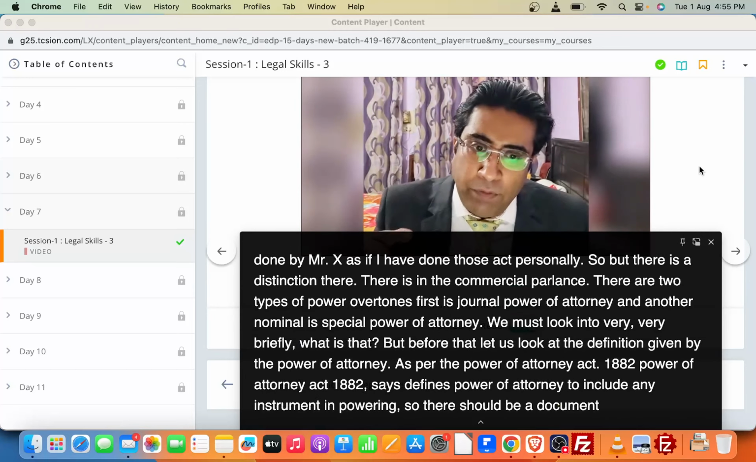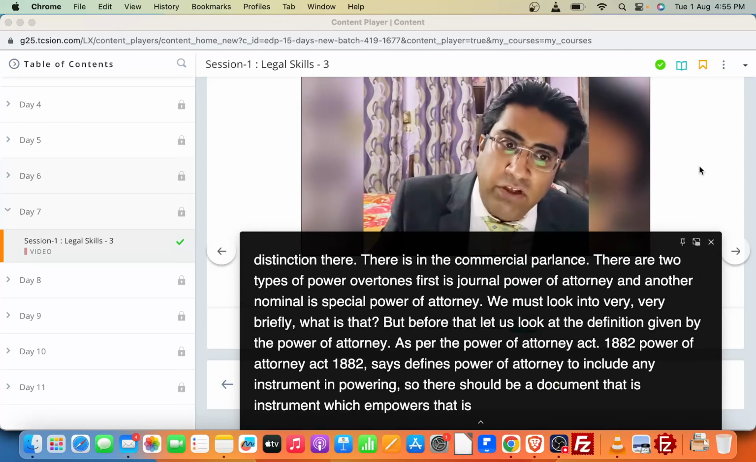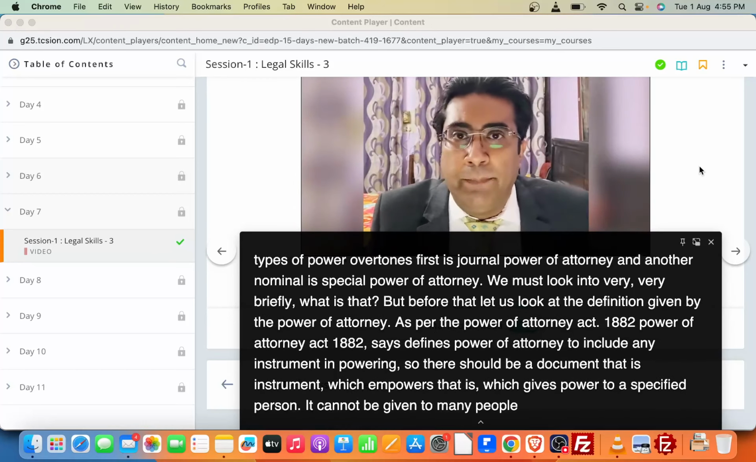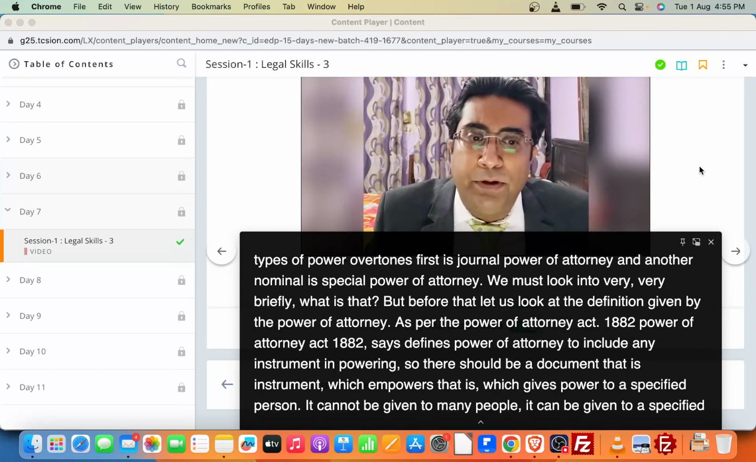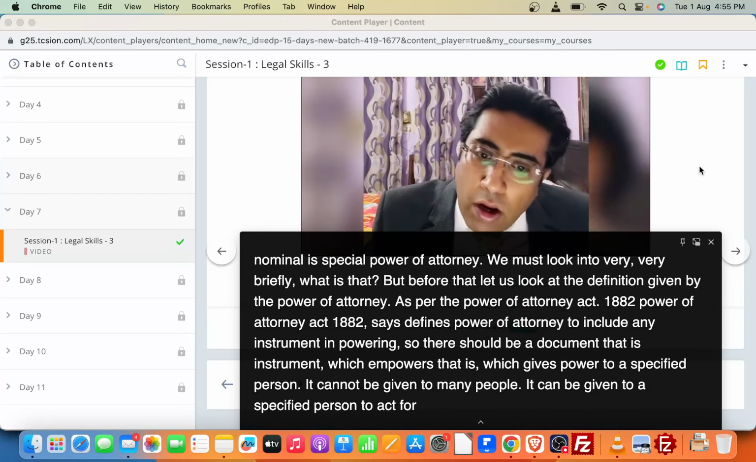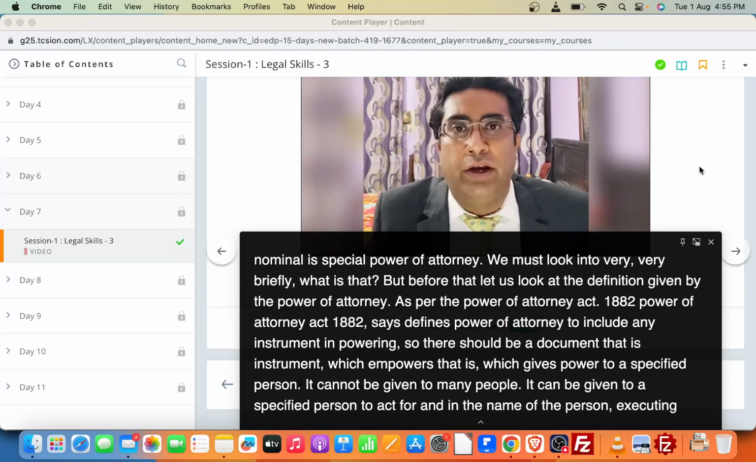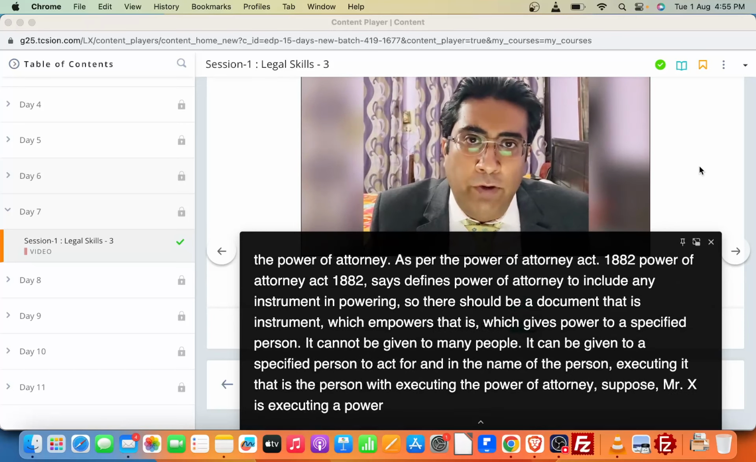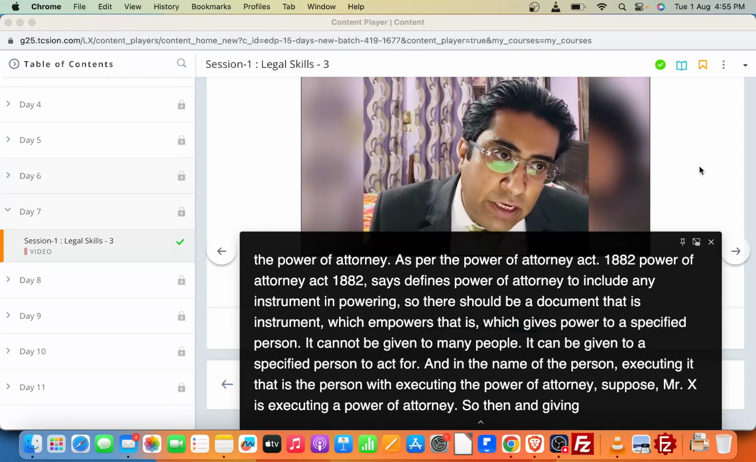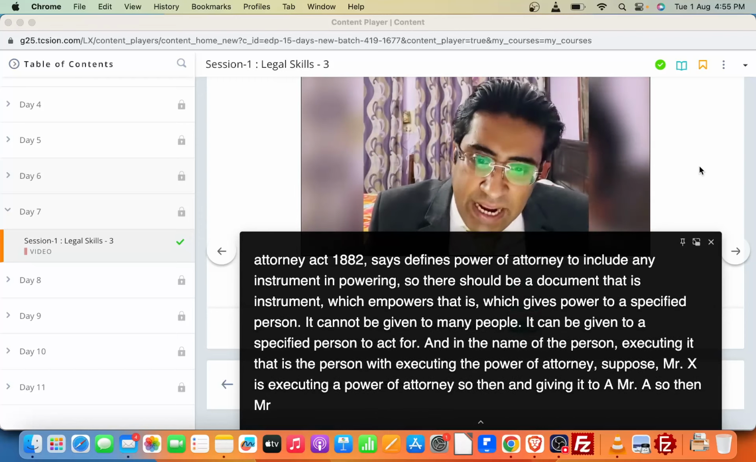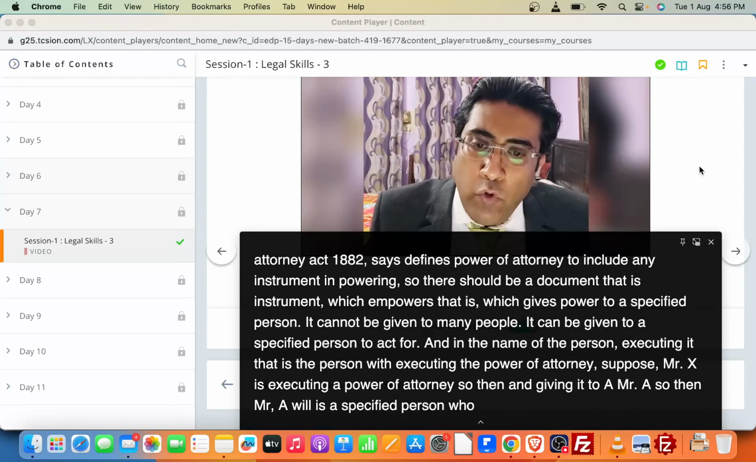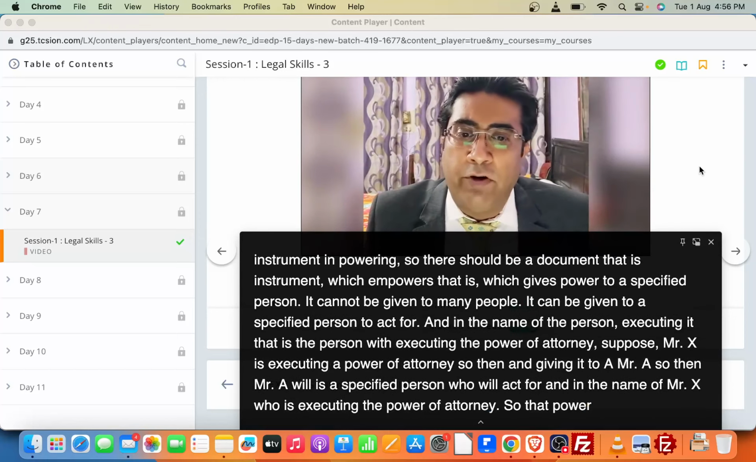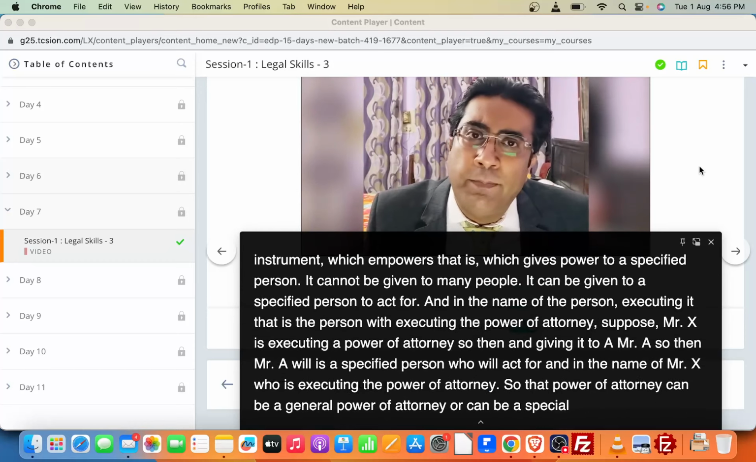So there should be a document, that is an instrument, which empowers, that is which gives powers to a specified person. It cannot be given to many people. It can be given to a specified person to act for and in the name of the person executing it. Suppose Mr. X is executing a power of attorney and giving it to Mr. A. Then Mr. A is a specified person who will act for and in the name of Mr. X, who is executing the power of attorney. That power of attorney can be a general power of attorney or a special power of attorney.